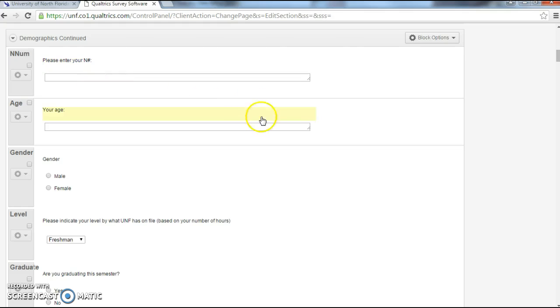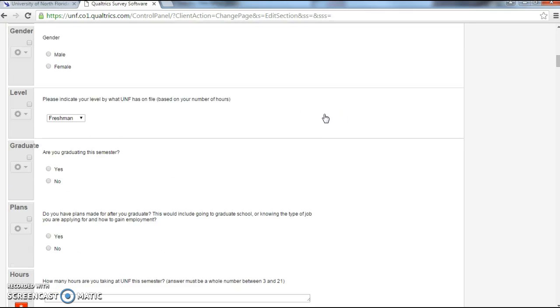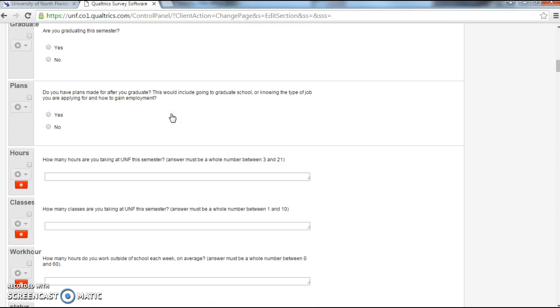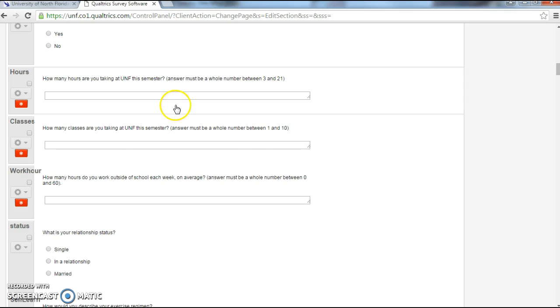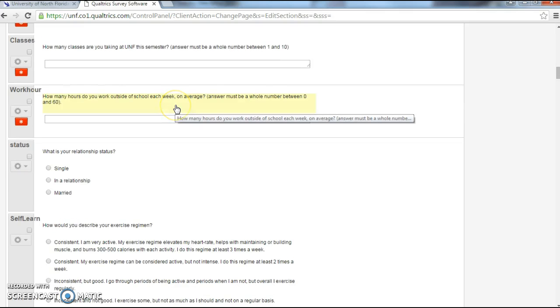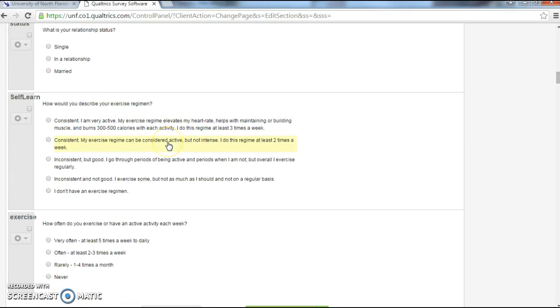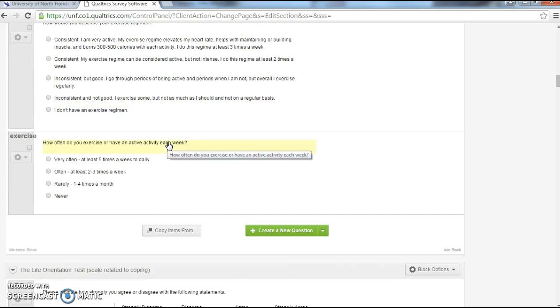So we have what are called demographic information, such as age, gender, level, if you're graduating, if you have plans after graduation, how many hours you are taking, how many classes you're taking, how many hours you work outside of school, and your relationship status and exercise.